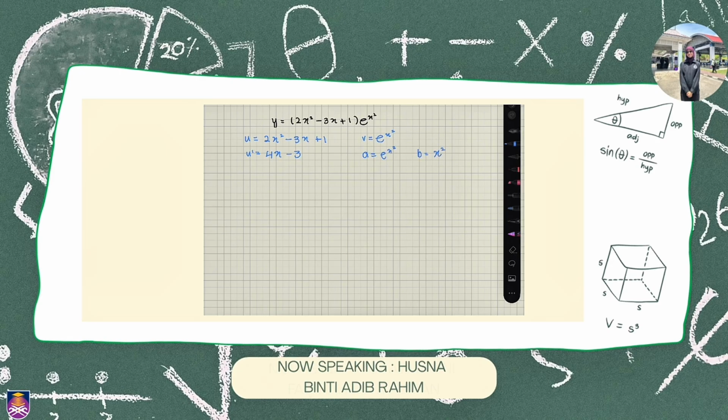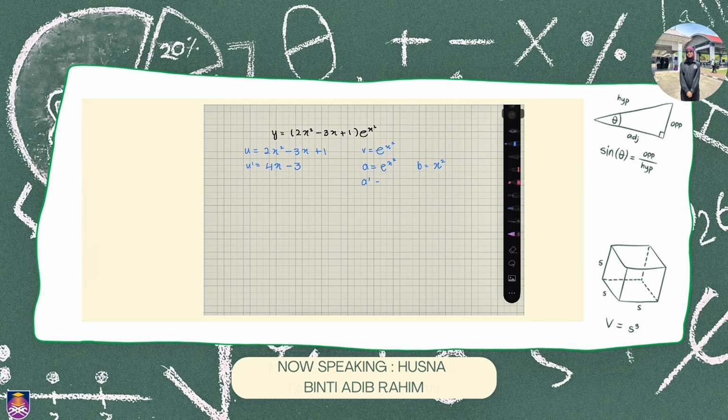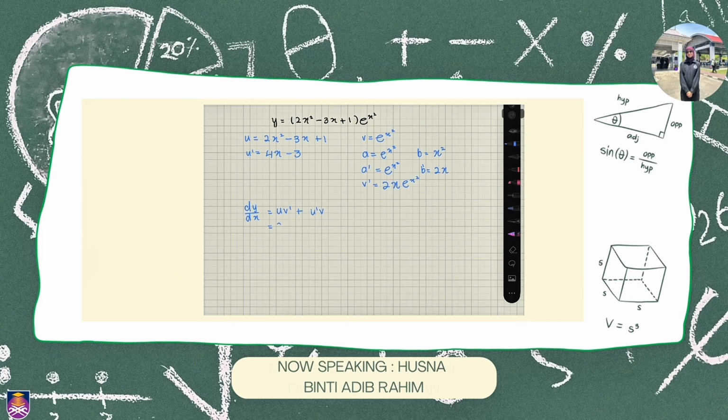First, separate the outer function and the inner function, and then differentiate those two functions separately. After that, using the chain rule, multiply these derivatives together. After that, substitute the derivatives into the product rule formula, which is dy/dx equals u multiplied by v prime plus u prime multiplied by v.